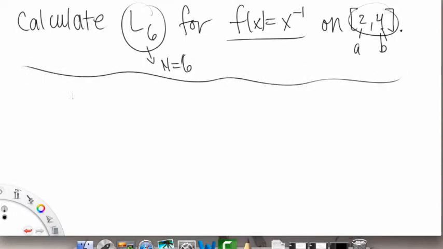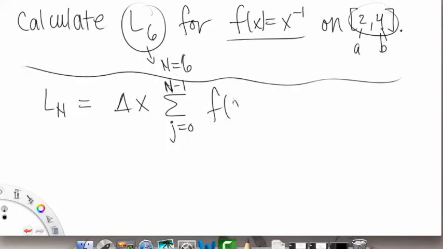Let's recall our left endpoint approximation formula. That's L sub n is equal to delta x, and then we have the sum where j starts from 0 and goes up to n minus 1, because we're doing the left endpoint there. And then we have f of a plus j times delta x.